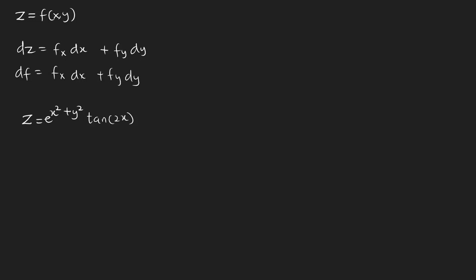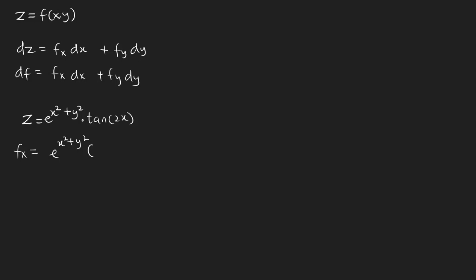Let's look at that. So you're going to have fx. For fx, I'm going to consider this as a product. So we have e to the power x squared plus y squared multiplying tan of 2x. First of all, I'm going to differentiate this first term and keep tan 2x as a constant. So I'm differentiating e to the power x squared plus y squared. I'm going to have e to the power x squared plus y squared, then I'll multiply by the derivative of the expression inside with respect to x.